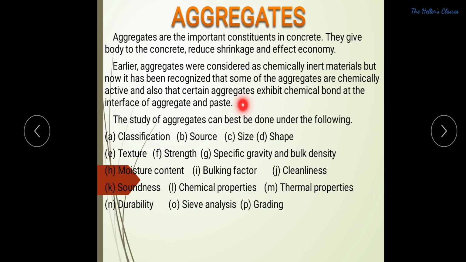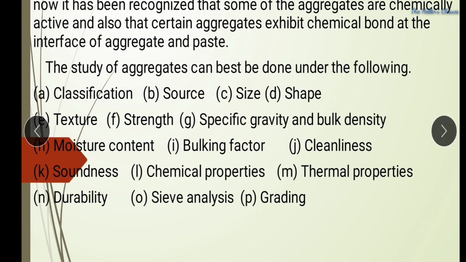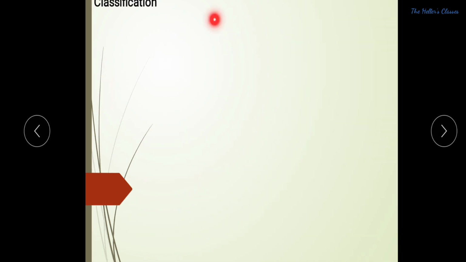So these things we are going to discuss in this particular video about aggregates. Based upon this, we may get a basic idea about what kind of aggregates are used for the structure and what aggregates are not suitable for the structure. This may be helpful for the selection of the aggregates. So now we are proceeding with the first one, which is classification.